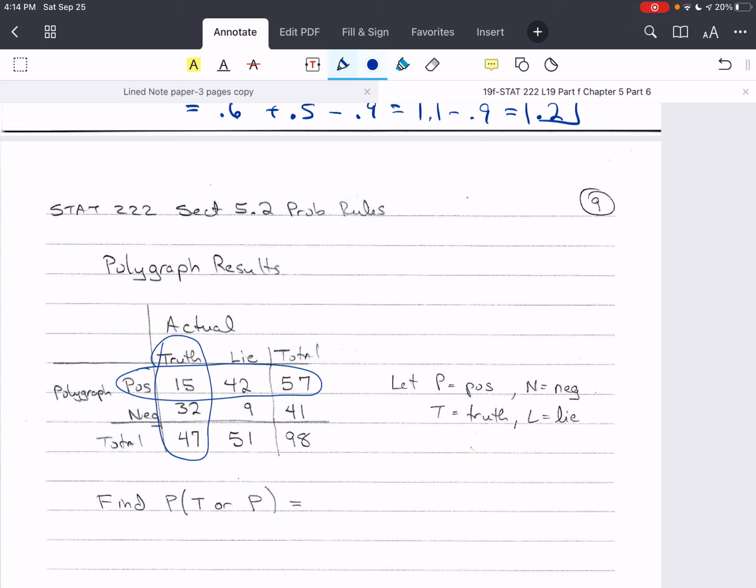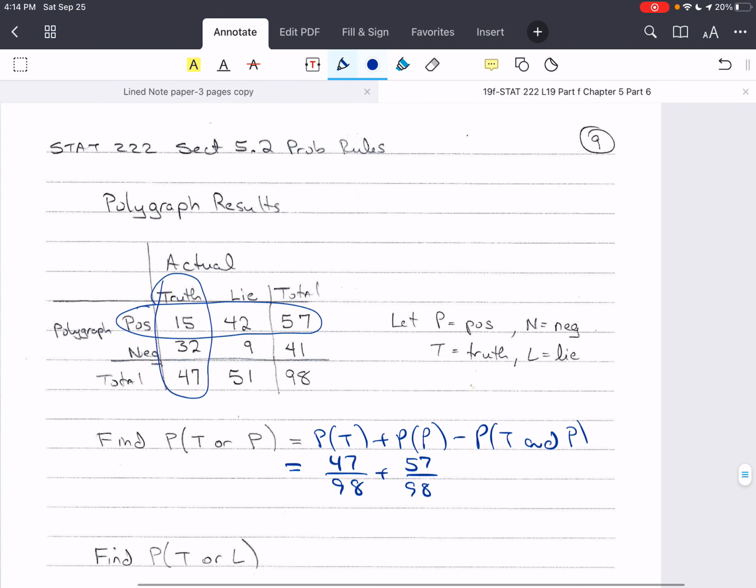So there's two different ways of doing this. I can use the addition rule: the probability of T plus the probability of P minus the probability of T and P. So from the table, the probability of T is 47 over 98, and then the probability of P is 57 over 98.